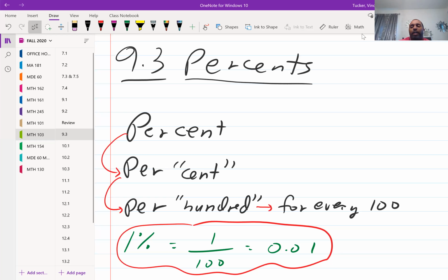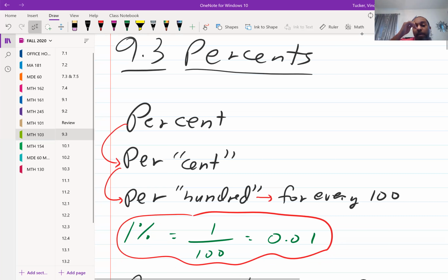Looking at 9.3 today, 9.3%. Percents is the topic for today. So percent can be broken down into the two words per and cent. And cent is a prefix for 100. So it's per 100, or in other words, for every 100. And then this circle right here just lets us know what the percent sign will represent for us. 1% is going to equal 1 over 100, or in decimal form, 0.01.